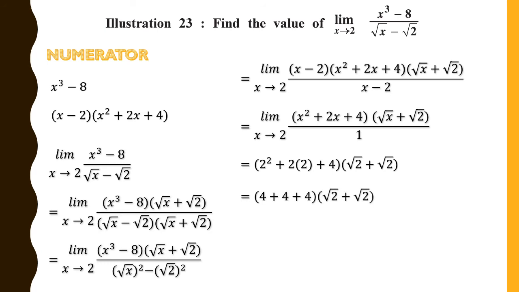2 square is 4, 2 into 2 is 4, root 2 is just root 2. So 4 plus 4 plus 4 is 12, and 2 times root 2 is 2 root 2. So 12 2s are 24 root 2. So the answer for this illustration 23 is 24 root 2. It doesn't matter whether your a minus b format, the square root values are in the numerator or denominator, you are going to multiply both of them anyhow.